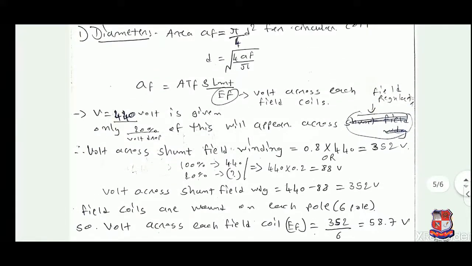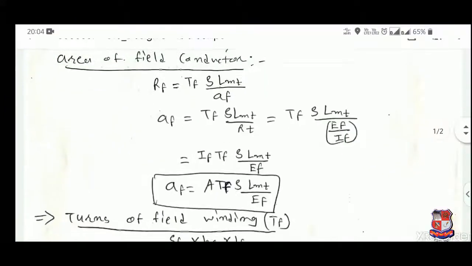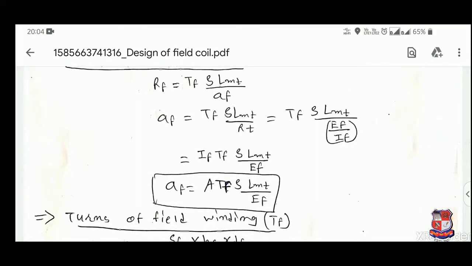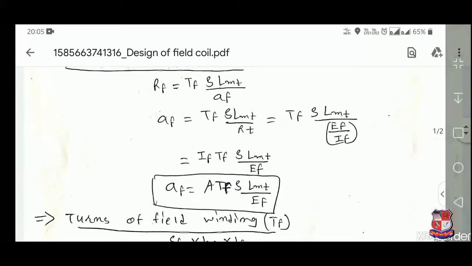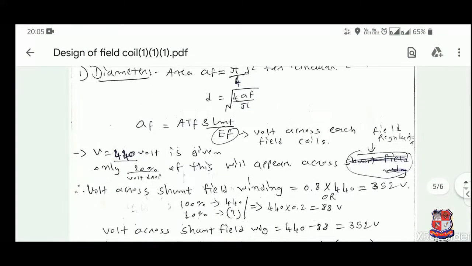Here, why have we chosen this equation? AF is equal to ATF rho LMT by EF. See, this is nothing but our final equation. Here ATF, that means MMF required for field, is given as 7000. Rho is also given. LMT we have already calculated. The only remaining thing is EF. So how do we find EF? Let us now find EF. What is EF? EF is the voltage across each field coil.